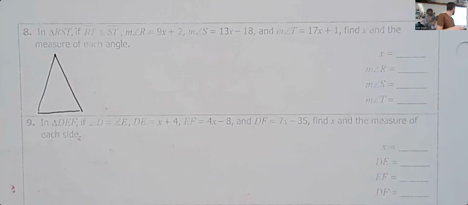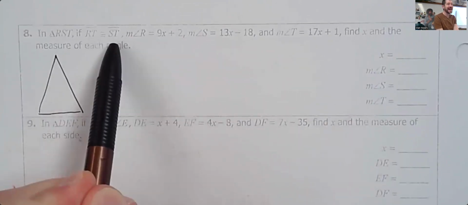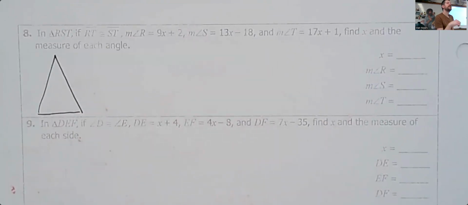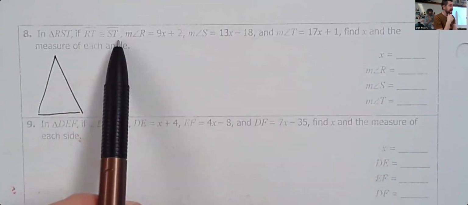So I want you to look at this statement right here. Segment RT is congruent to segment ST. Who thinks they know the vertex angle here? And why? It's actually not going to be S. Nancy, why do you think it's T? It's a common point between those two, yeah?